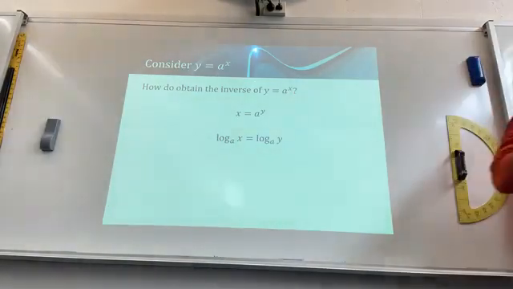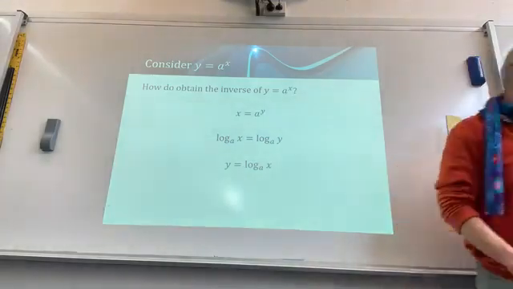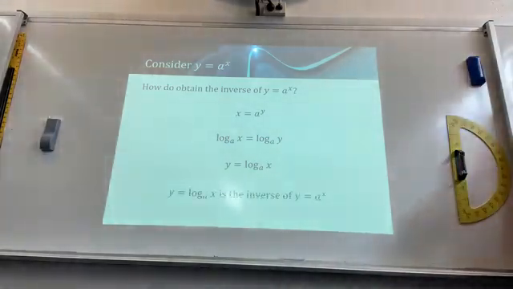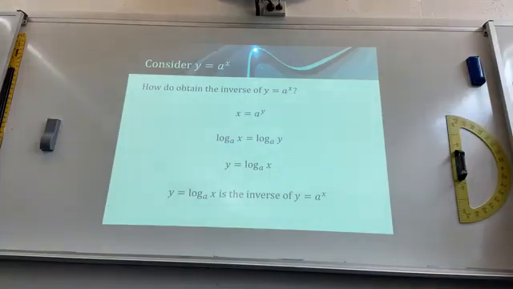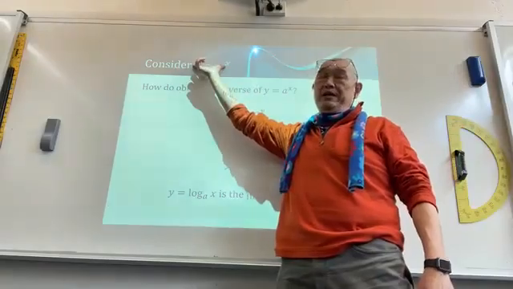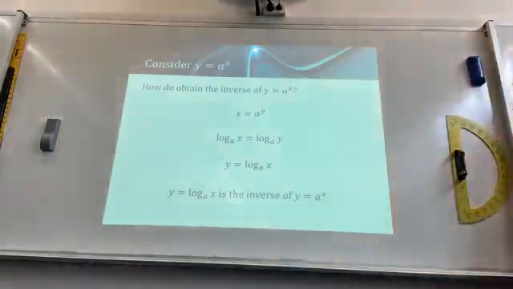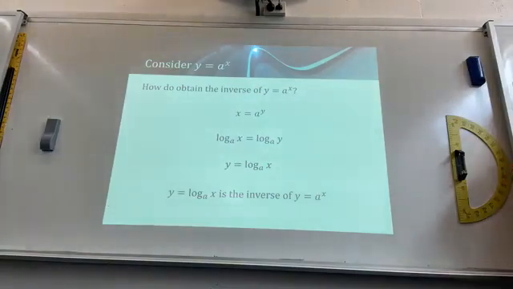Happy with that? So now y equals log a of x, and therefore y equals log a of x is the inverse of y equals a to the power of x. So this is the exponential function. The inverse of an exponential function is y equals log a x. Happy for me to move on?